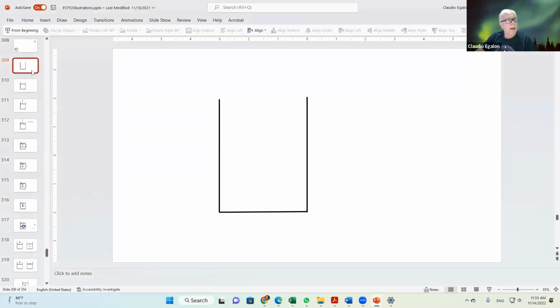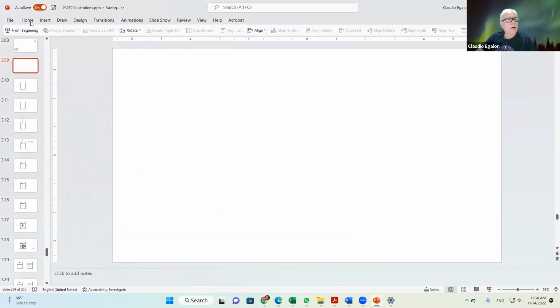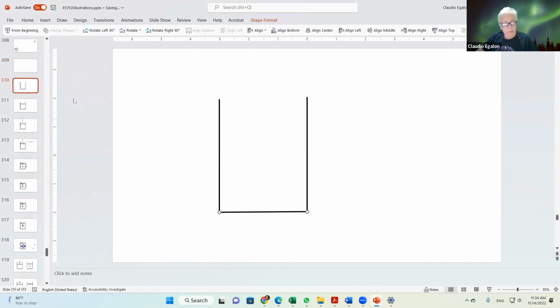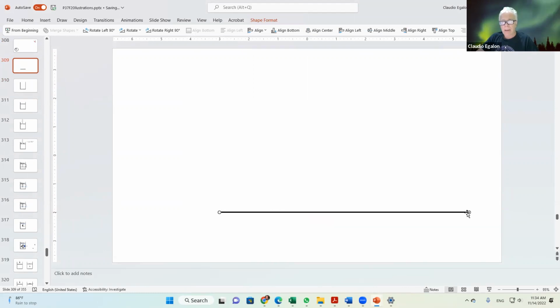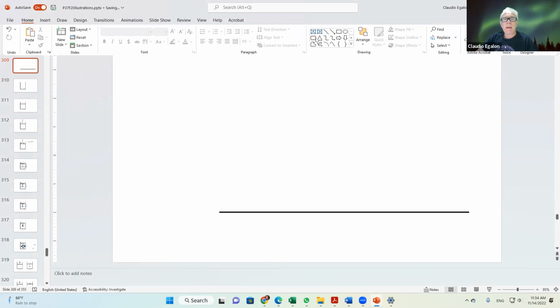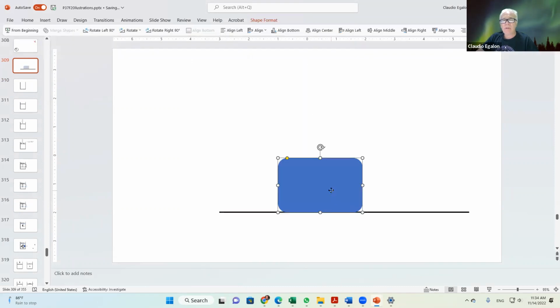I'm going to give you an example, an illustration. Here you go. I'm going to illustrate pressure here in this slide of mine. I'm going to use this line right here. That's the surface of a table. And I'm going to put a block here over the surface of this table.